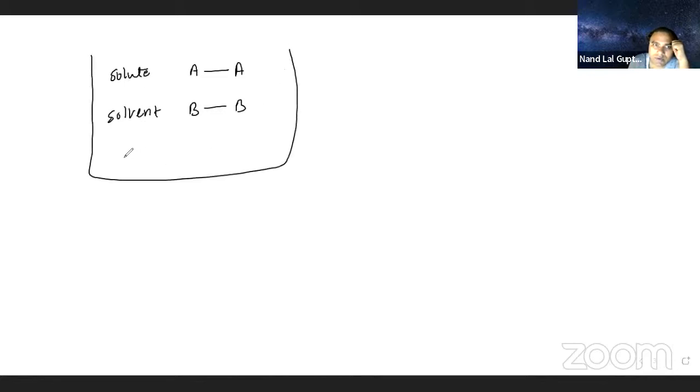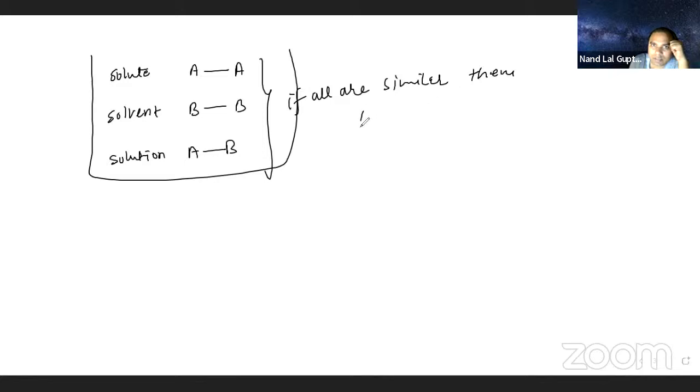If I am considering solute, two solute particles should have interaction AA, and solvent particle interaction should be BB. When you dissolve this one, it forms a solution, and the solution interaction should be A and B. So if all are equal, if all are similar, then they dissolve.